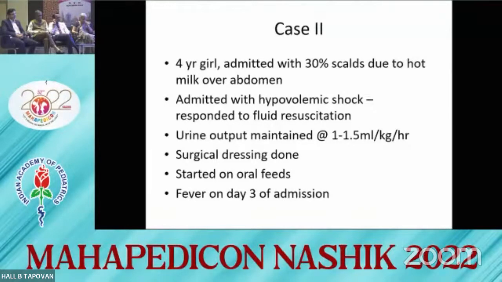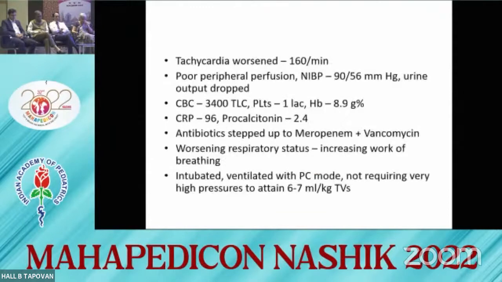Apparently the child was doing well, but then she started spiking from day three onwards. This is how classical burns behave. Initially they are very good, and the real fun starts after 3 to 4 days. The tachycardia worsened, perfusion deteriorated, blood pressure started dropping. Urine output was low. Counts showed neutropenia, platelets 1 lakh, hemoglobin was 8.9. CRP was very high, 96, procalcitonin was 2.4.